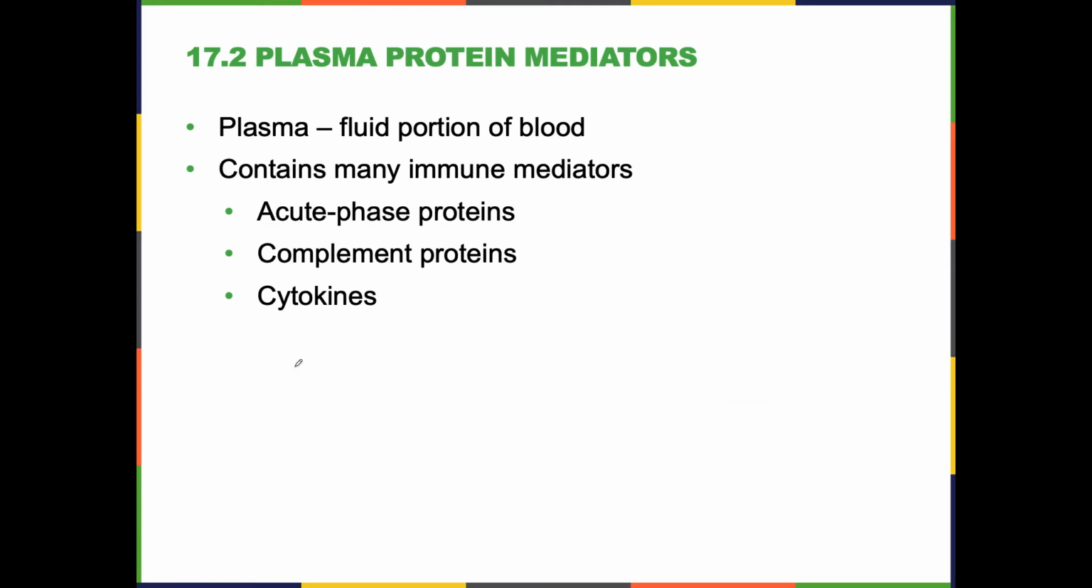And then we have mediators in the blood, and we'll talk more about these later, right? So plasma is simply the fluid portion of the blood, and there are many immune mediators. We will talk more about these. No, we'll talk about them right now. So we have three general classes: acute phase proteins, complement proteins, cytokines. Just again, surface. We'll talk a little bit about them.